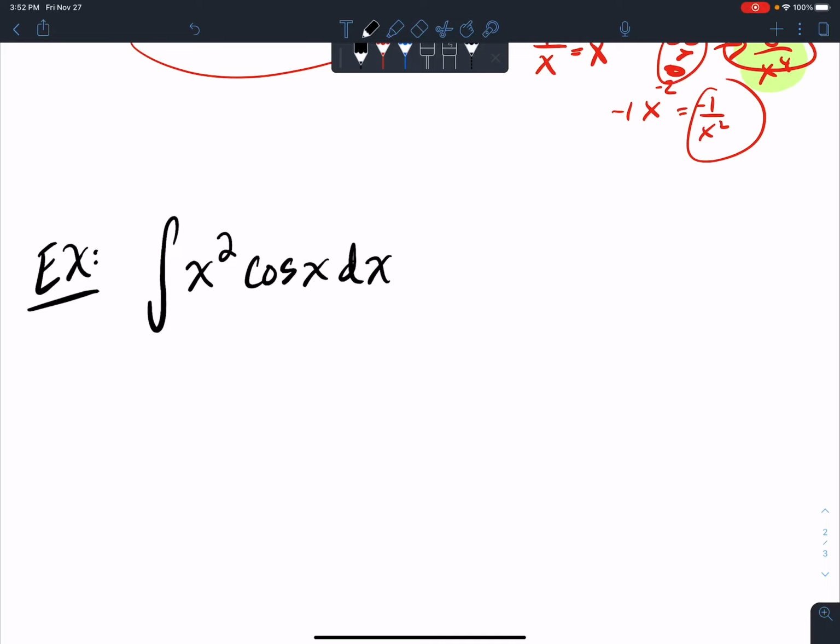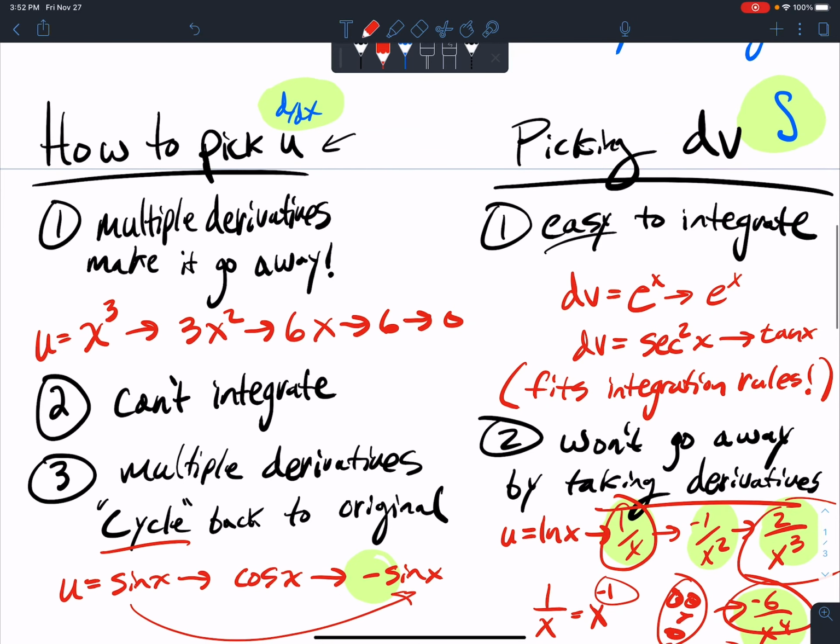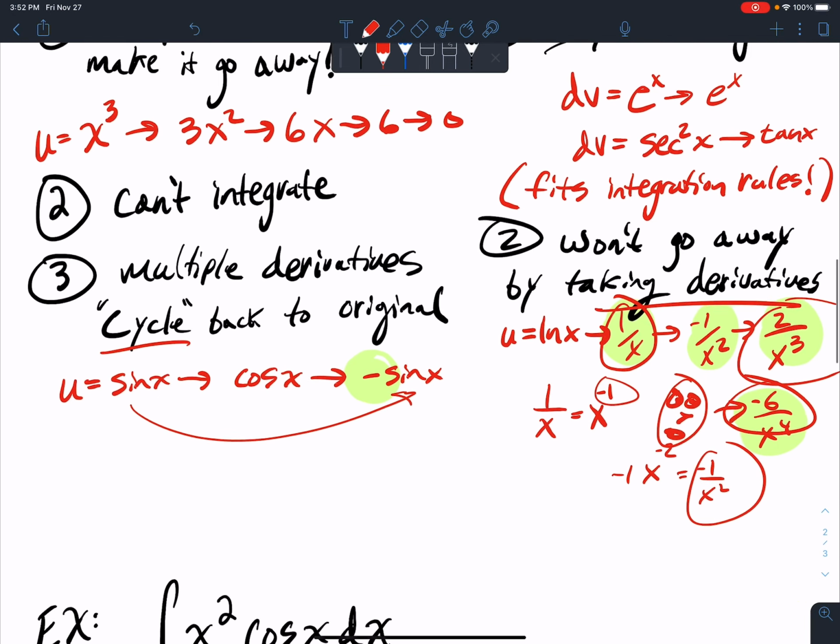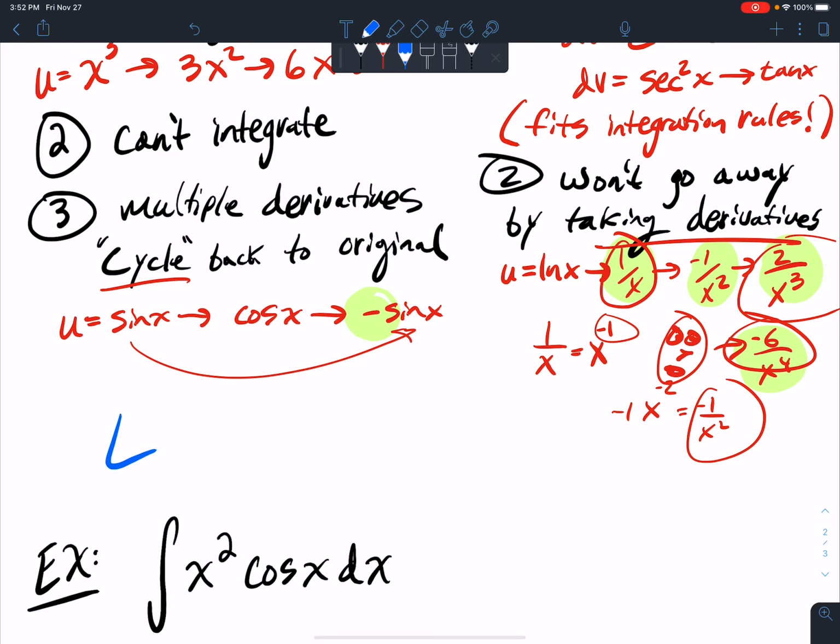All right, so here we are integrating x squared times cosine x dx. Now, why do I think integration by parts here? Because I see the product of two things, x squared times cosine x. I'm automatically jumping to integration by parts. You can either go off of what I told you on suggestions on how to pick u versus how to pick dv, or you can use that mnemonic, which is kind of cool, the LIATE. This is how to pick u.